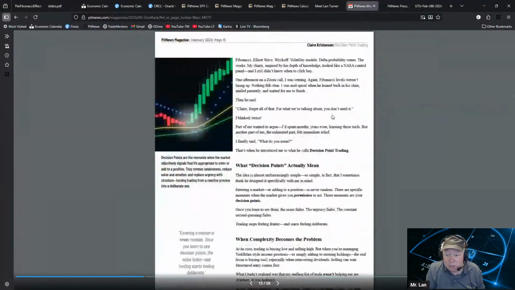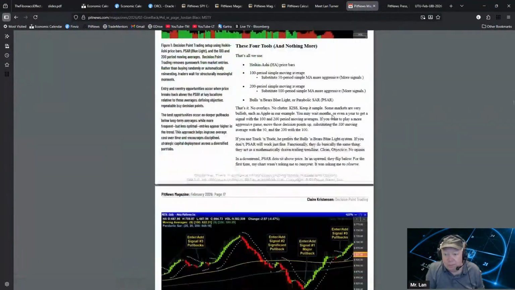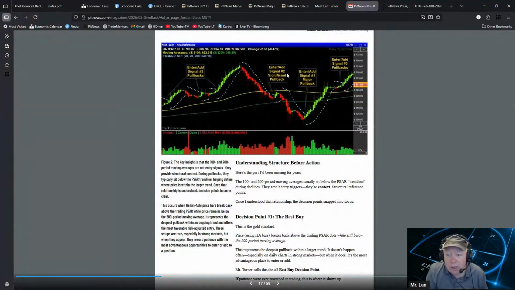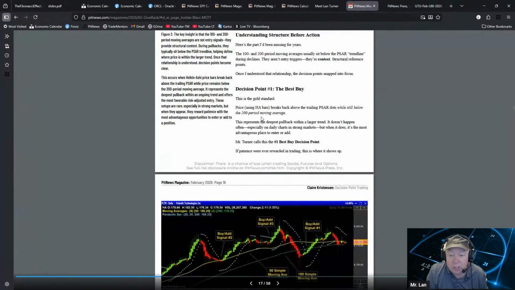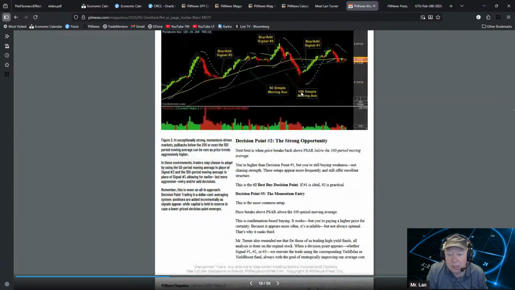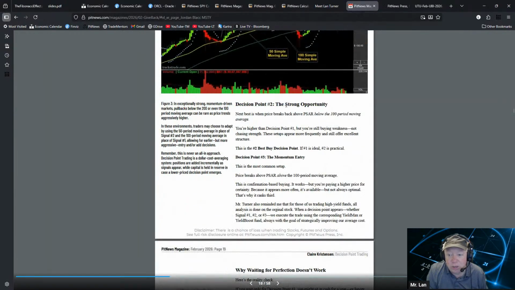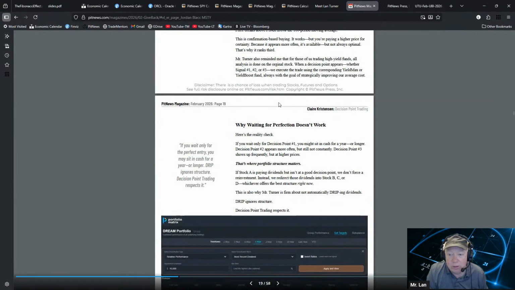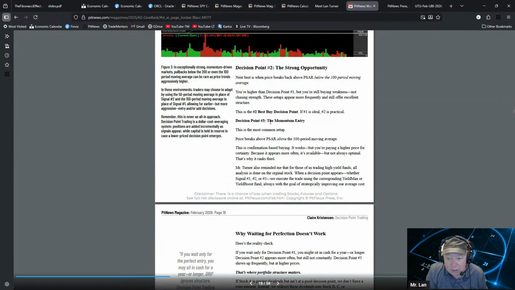In the image, we've got them ranked. All right. So right here, we say this is 1, 2, and 3. You've got decision point 1, which is the best. You've got decision point 2, which is a strong opportunity. And you've got decision point 3, which is down here. Decision point 3 is just a momentary or momentum entry. This is the most common setup, decision point 3.